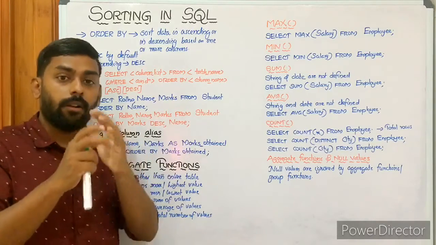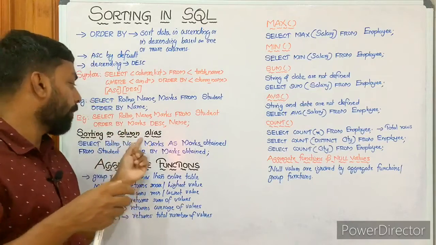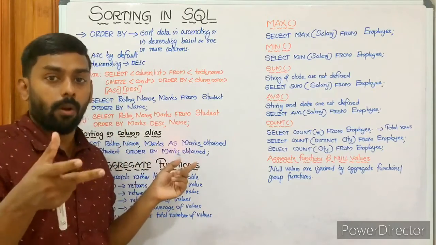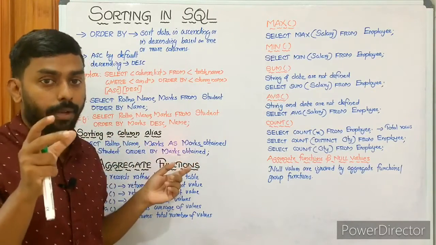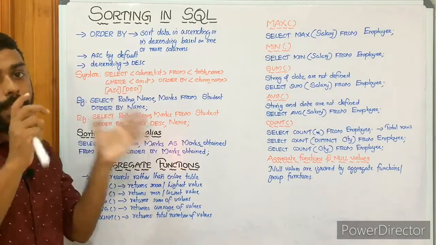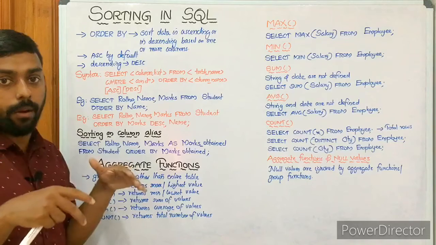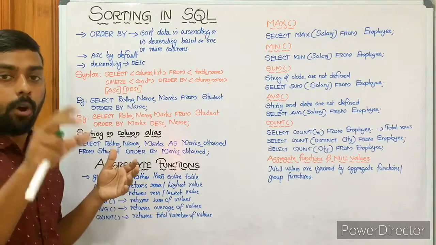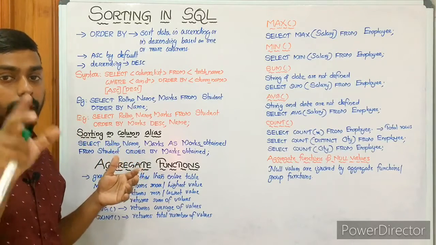And it will be what? Display roll number, name and marks obtained in ascending order, right? In ascending order of marks obtained, yes. So this is all about sorting in SQL, using the ORDER BY clause and ASC and DESC keywords.